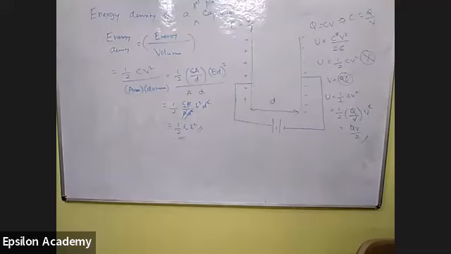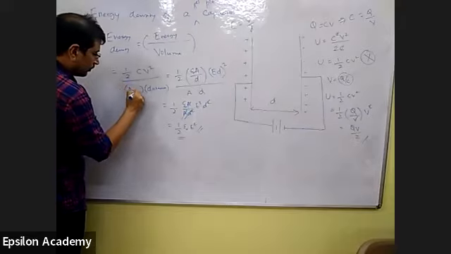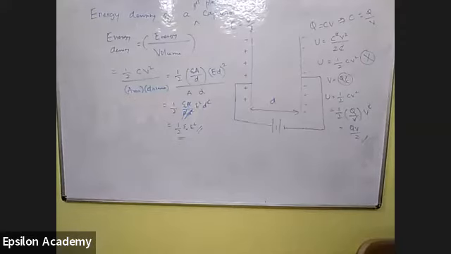Sir, what have you written before? Half CV square divided by area into distance. This one only, no? Yes, sir. Yeah, that is area into distance. So area I wrote it as A only, and distance I wrote it as D. Okay.